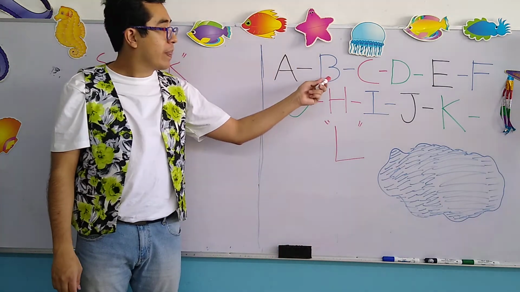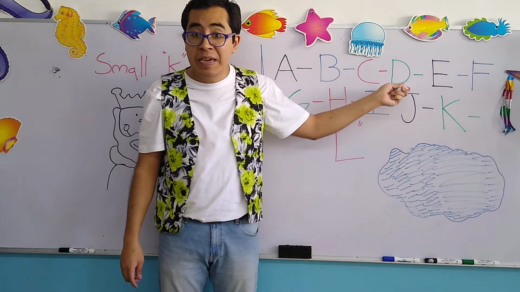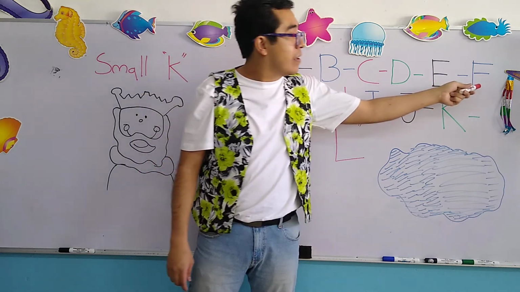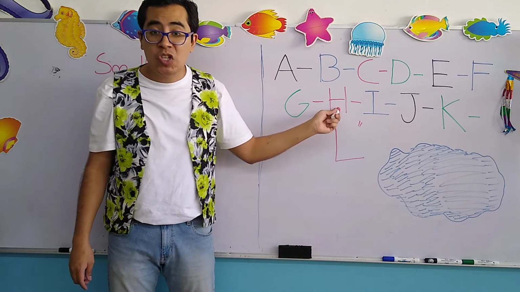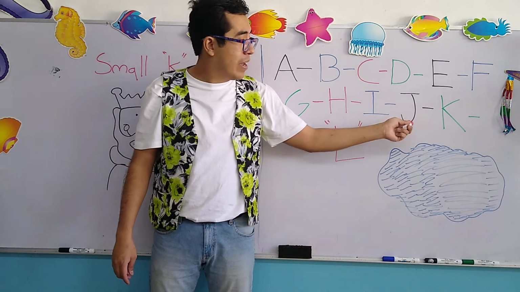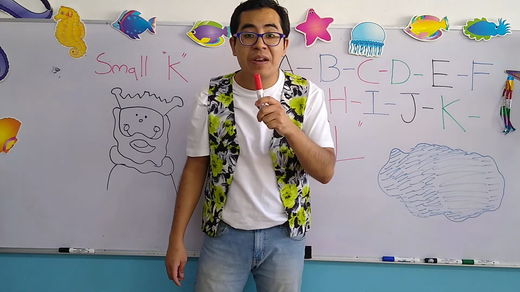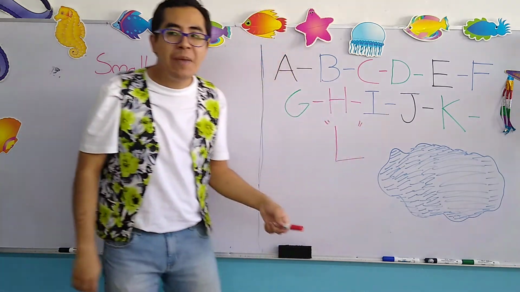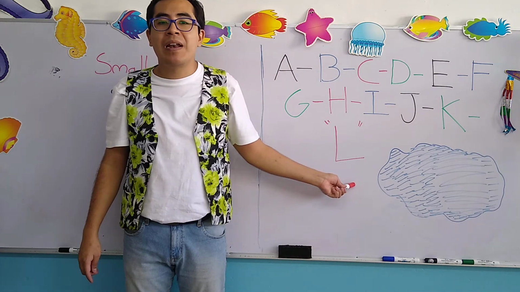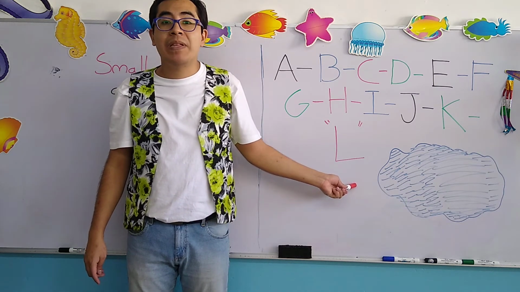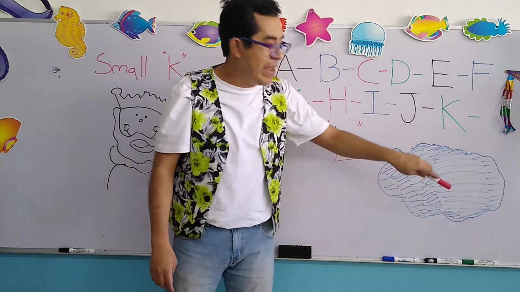Capital A, capital B, capital C, capital D, capital E, capital F, capital G, capital H, capital I, capital J, capital K, and the new letter, ready? Capital L. Capital L for Lily, capital L for Lupita, capital L for Lemon, capital L for lake, okay?